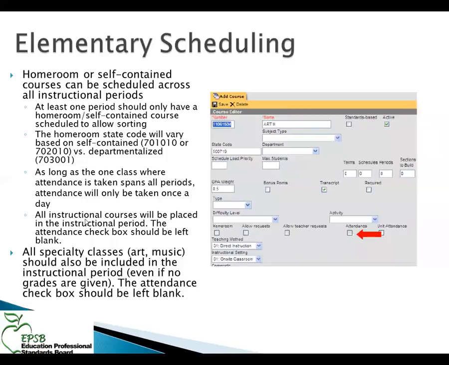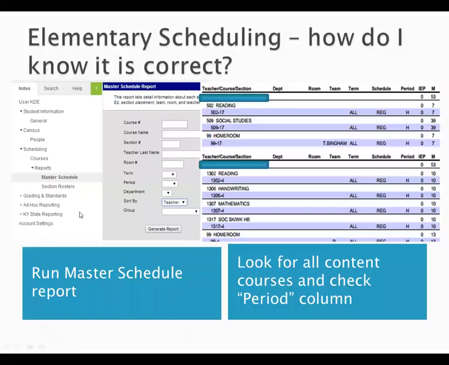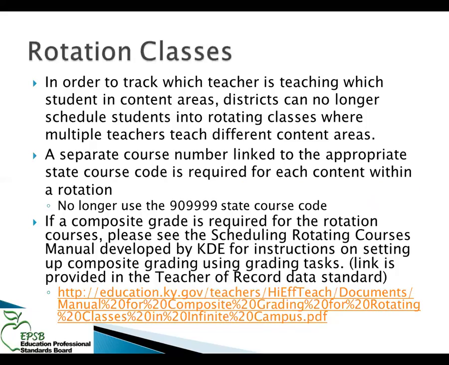And here's some information about how to set that up. This is all in your LEAD manual. It's also on KDE's website under the data standards. You can look at the master schedule report to figure out if they've got it correct by looking at the period that they have those courses scheduled into to make sure it's an instructional minutes period. Rotation classes for middle school have to be set up with the right state course codes as well.